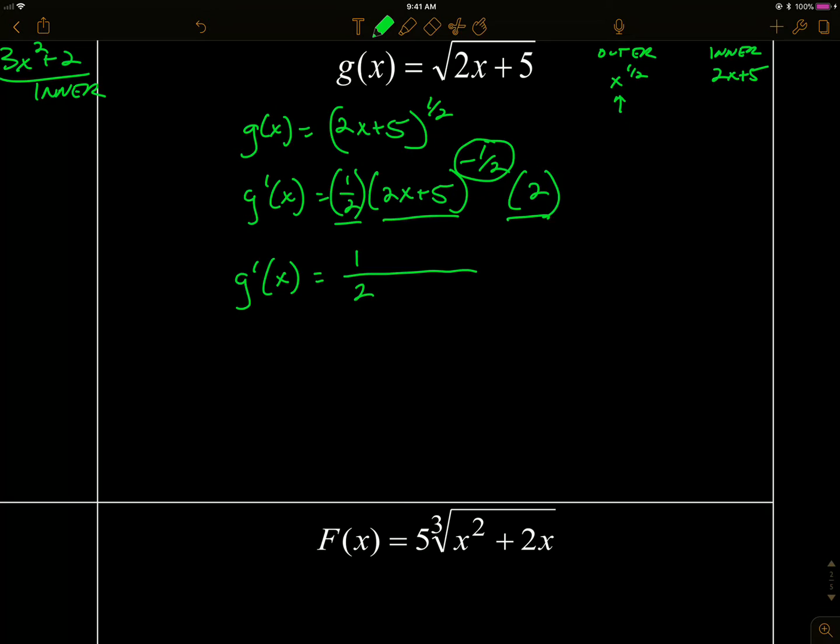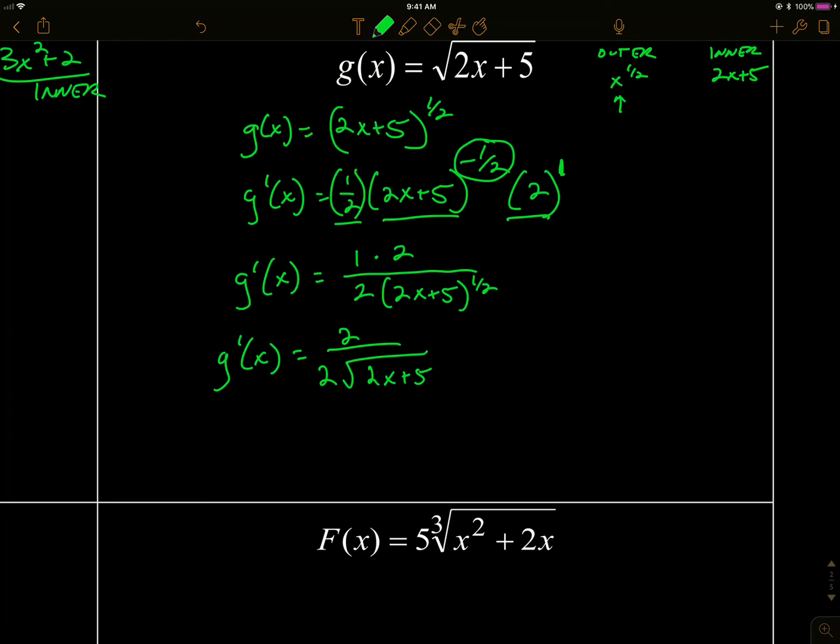Since this guy is a negative exponent, it's going to make it 1 over that to the positive, and it's going to multiply into the bottom as a positive. This 2 has a positive exponent of 1, so it's going to stay in the top. So then I've got g prime of x equals 2 over 2 times the square root of 2x plus 5. If I simplify that, I get 1 over the square root of 2x plus 5.